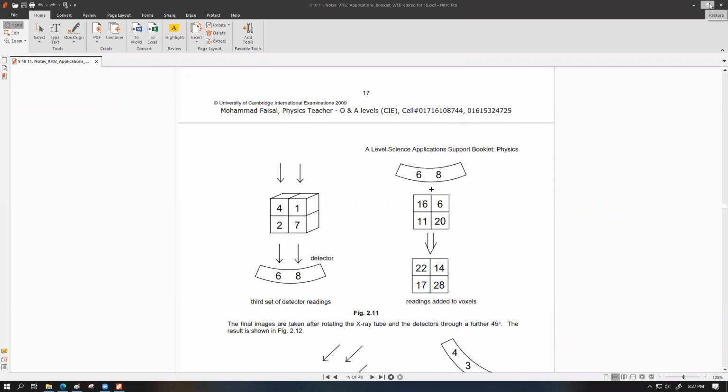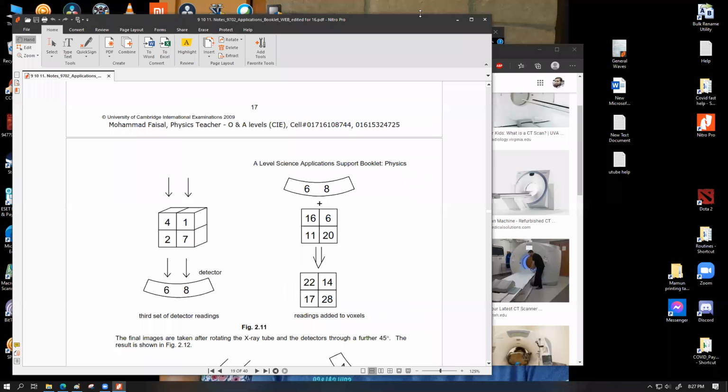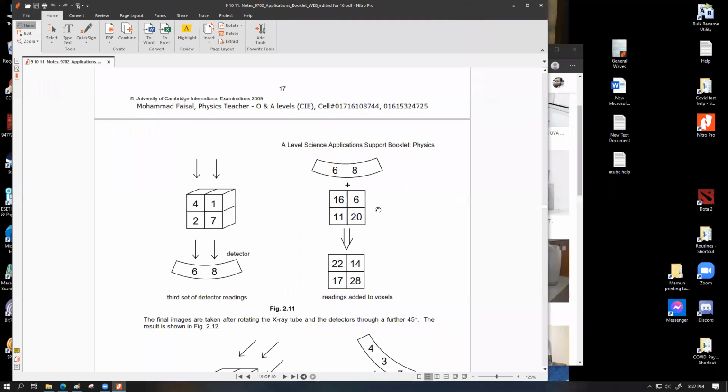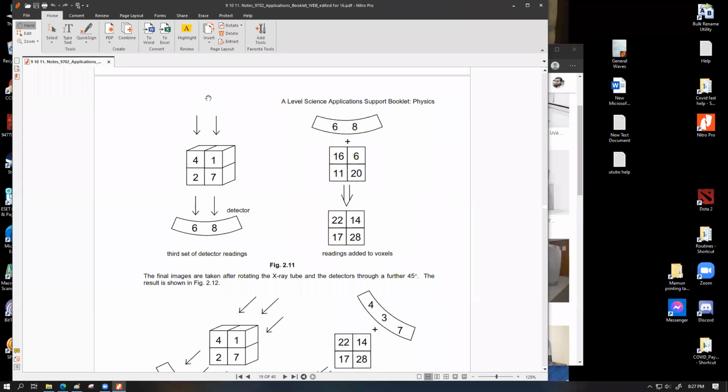We are now sending another beam in the vertical orientation. So this is going to give us 6, 8. 4 plus 2 is 6, 1 plus 7 is 8. So we're going to add this with these voxel values, which gives us 6 plus 16, 22, 6 plus 11, 17, 8 plus 6, 14, and then 8 plus 20, 28.